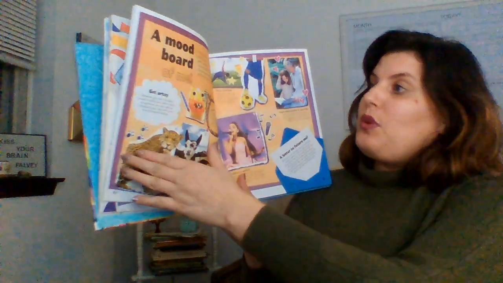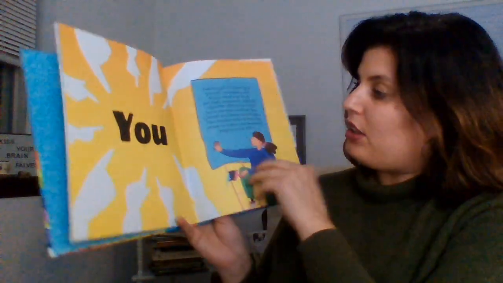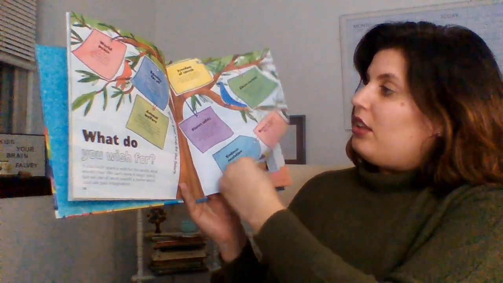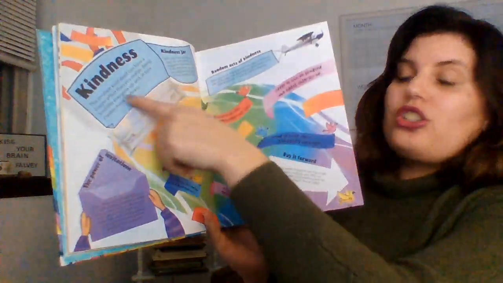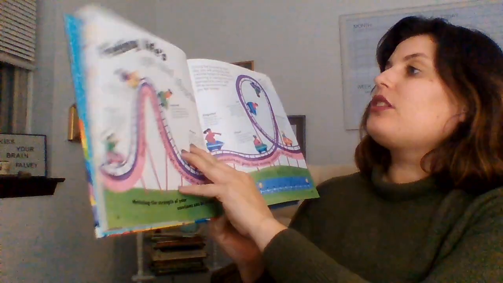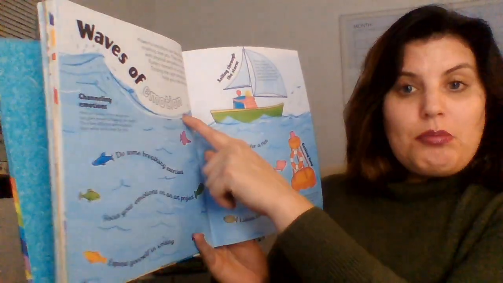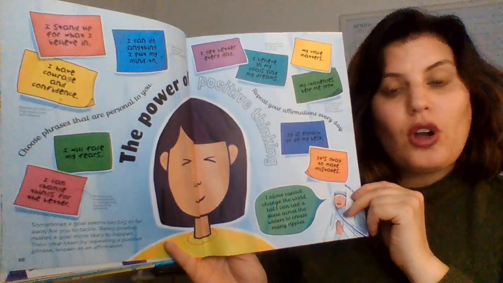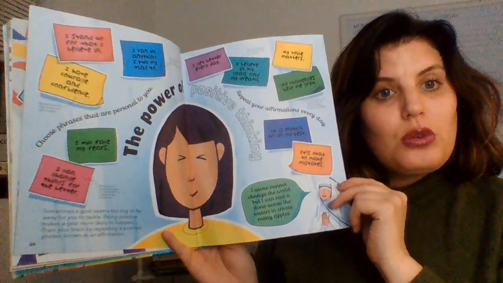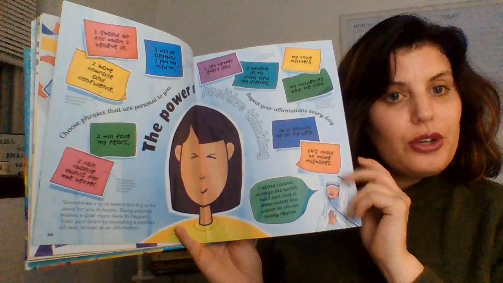Last week, we learned about how it's important to care for yourself so that you are the best version of you. Practicing self-care, showing kindness to others, identifying your feelings, managing your emotions, and having positive thinking are all different ways that you can help yourself be the very best version of you.